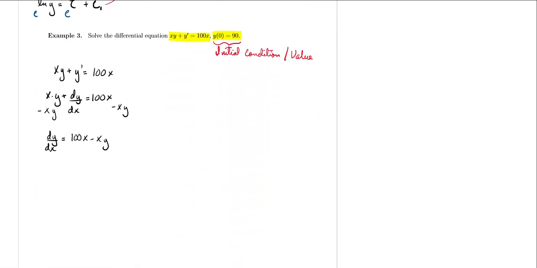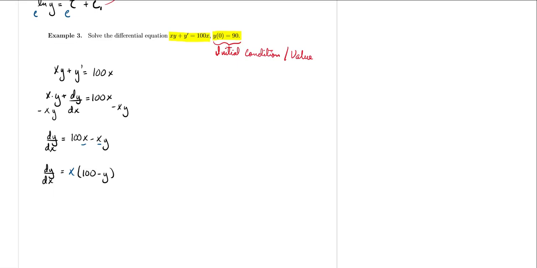So how can we handle it? Well, the reason that I moved the x's with the x's is so that I'm able to factor out an x from both terms here. So this is going to give us dy dx equals x times 100 minus y. Okay, now I have a single x, and now we can go ahead and put the x's with the dx's and the y's with the dy's.